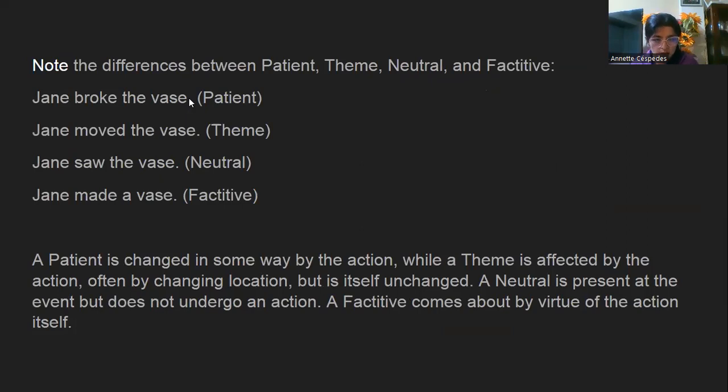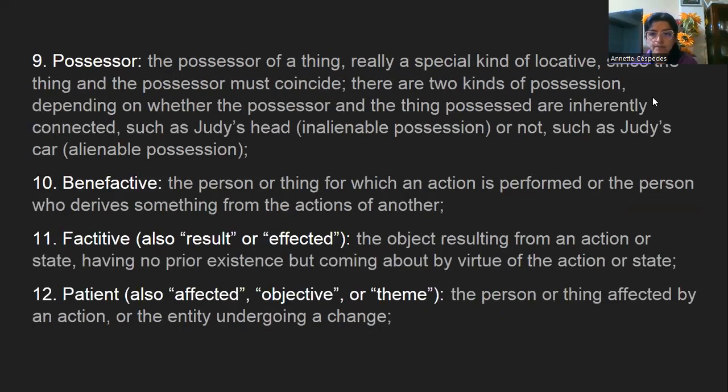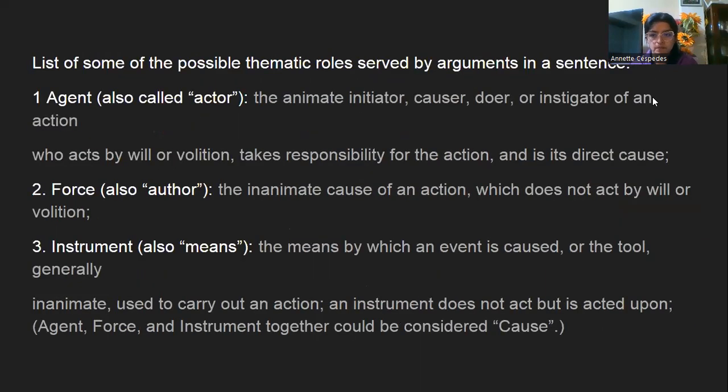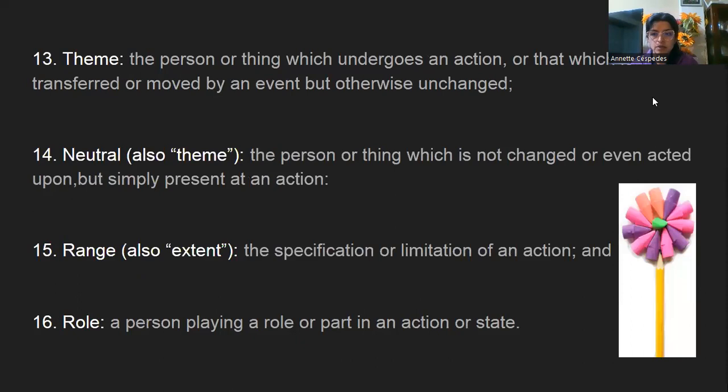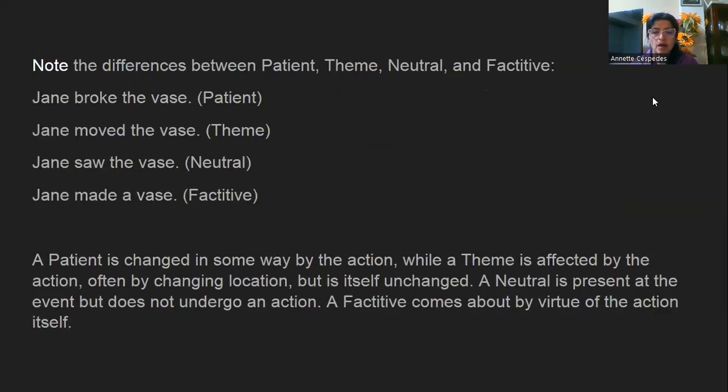Let's see one example. Let's see the difference between patient, theme, neutral, and factitive. Jane broke the vase. Patient. Jane moved the vase. Theme. Jane saw the vase. Neutral. And Jane made the vase. Factitive.